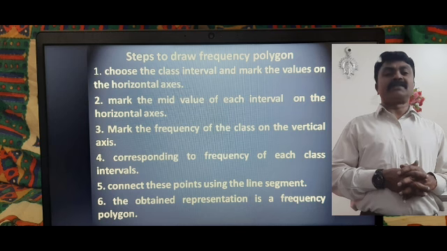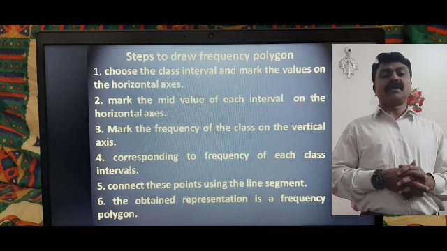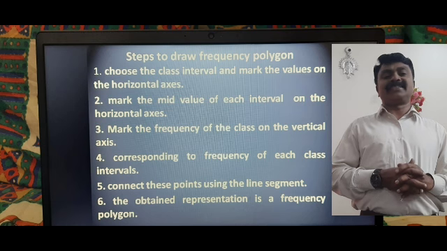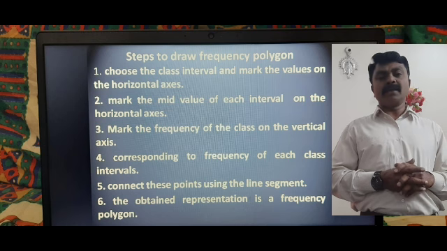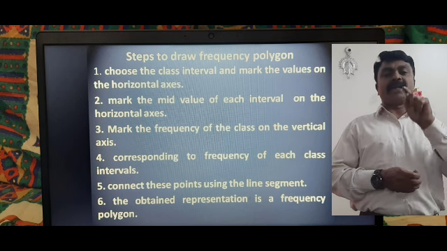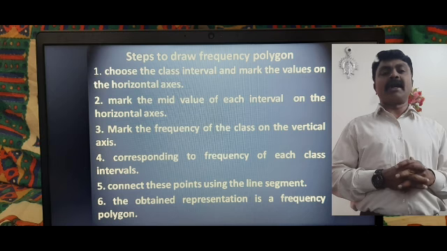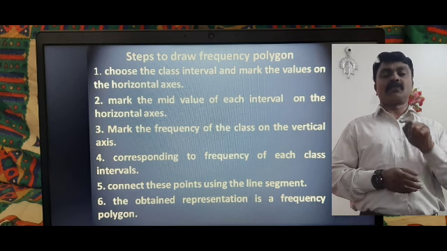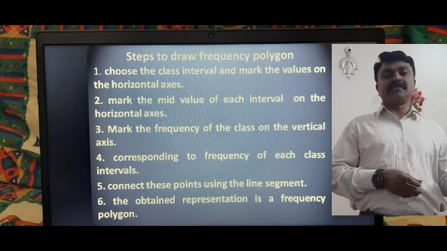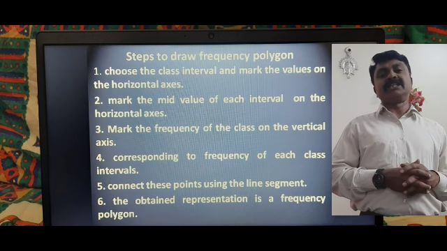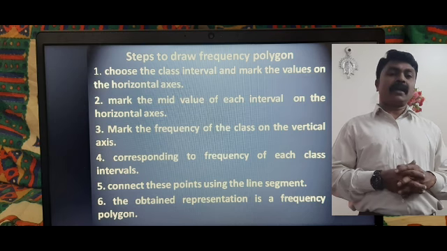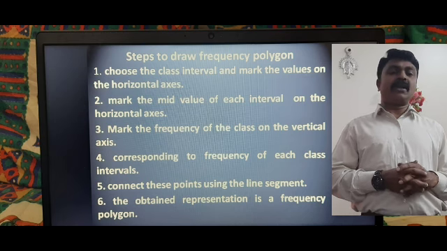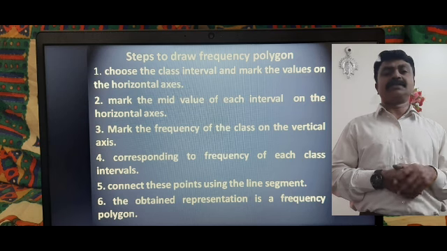Another step is to mark the frequency of the class on the vertical axis. On the y-axis, vertically, we mark the values of the frequencies. On the x-axis, we take the class intervals, and finally we calculate the midpoint of those class intervals. Then you have to mark it.